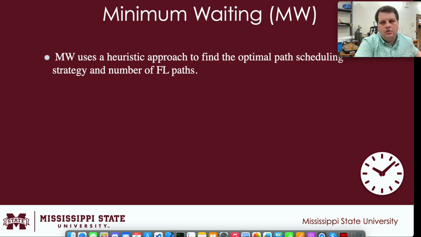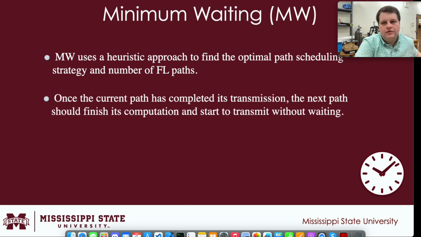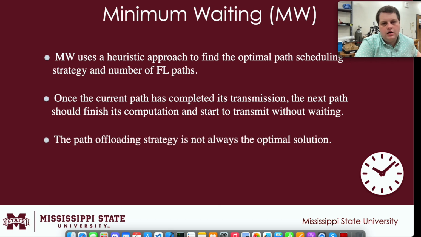The minimum weighting algorithm uses a heuristic approach to find the optimal path scheduling strategy and number of FL paths. Once the current path has completed its transmission, the next path should finish its computation and start to transmit without waiting; that is the main goal of the algorithm. The path offloading strategy, albeit, is not always the optimal solution here, so we only use the minimum weighting algorithm for the FL paths, the number of FL paths, and the optimal path scheduling strategy.